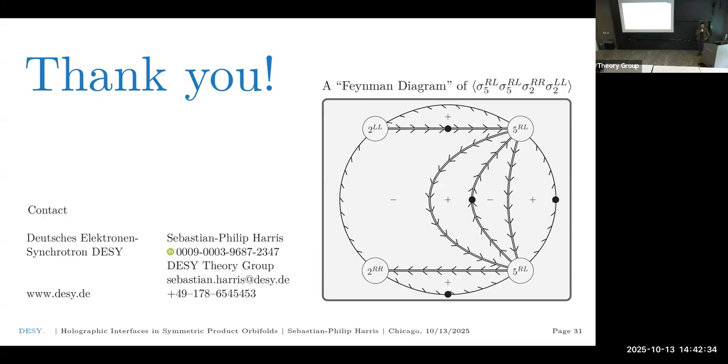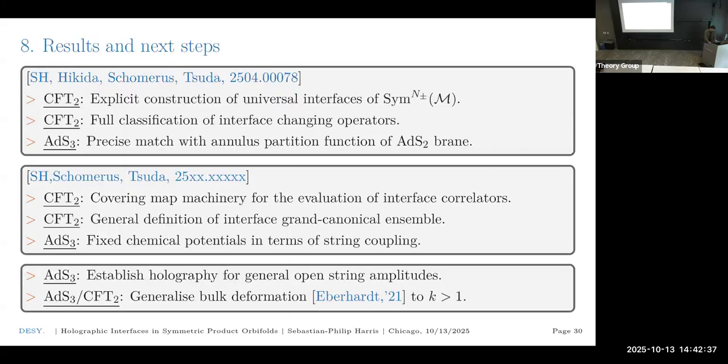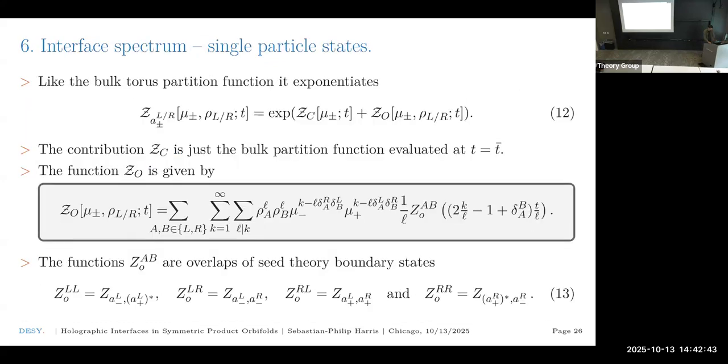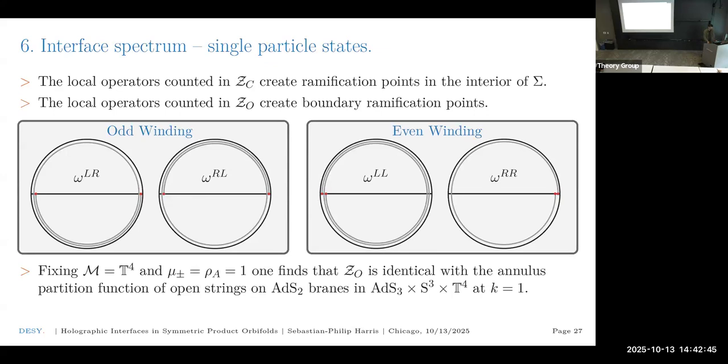Actually, can you go to a slide where you had the open string spectrum, where nu plus minus equals 1? I mean here? Next one. Yeah. Sorry, can you explain why you set this to be 1 to make the comparison?